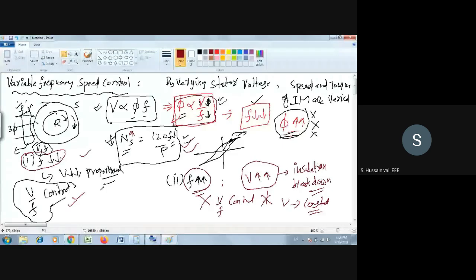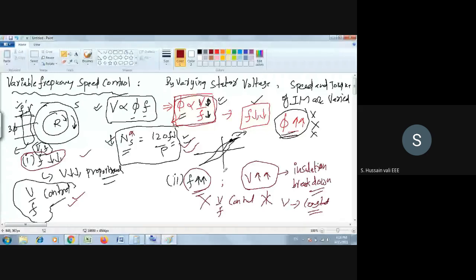Now the second case is when you are increasing the frequency. If you follow the same method of V by F control, then you have to increase the voltage. But if you increase the voltage, the problem you will face is a very real possibility of insulation breakdown. Why will insulation breakdown occur? Because you design the induction motor only for the rated voltage.